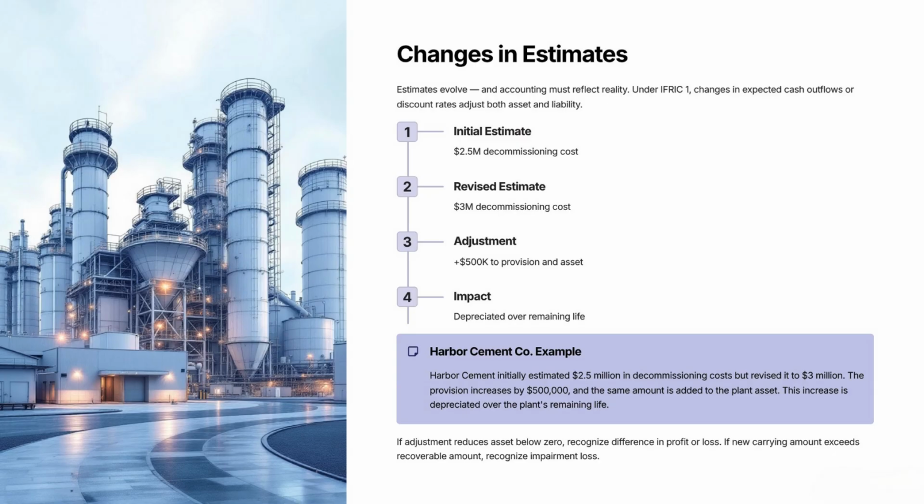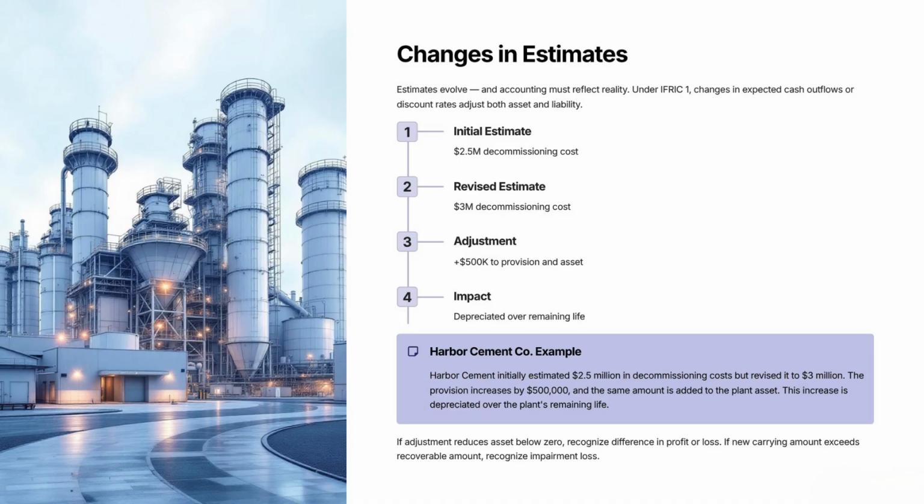Let's say Harbor Cement Co. initially estimated $2.5 million in decommissioning costs for a plant, but later revised it to $3 million. The provision increases by $500,000, and the same amount is added to the plant asset. This increase is then depreciated over the remaining life of the plant, and interest expense in future years is recalculated using the new carrying balance. Smooth and consistent, that's how IFRS ensures the statement reflects reality as estimates evolve.